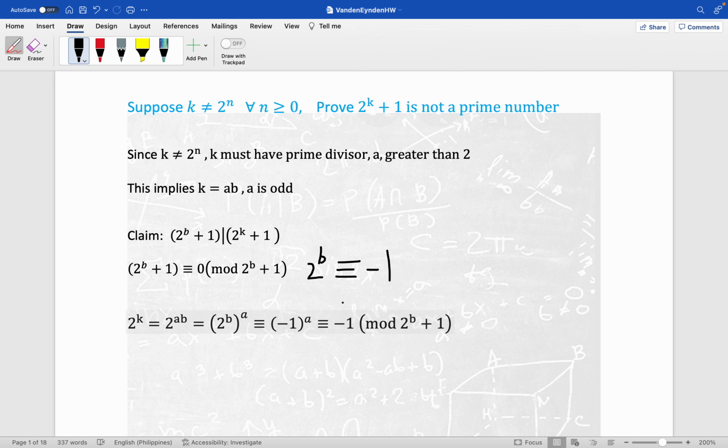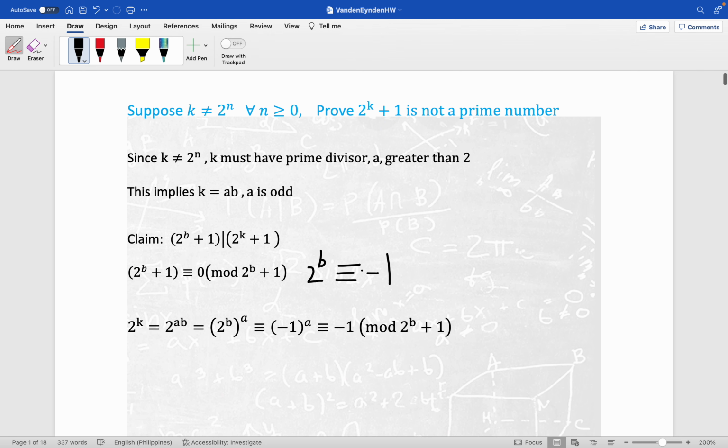Now right down here you can see what happened. 2 to the b is congruent to -1, by subtracting 1 from both sides of this congruence. And if you rock along here, k is equal to ab. This right here is laws of exponents. 2 to the b is congruent to -1, so that's where this -1 comes from. Now, a is odd, folks. Remember, a is odd. You can see right here, a is odd, and that's a logical consequence of this not being true here.